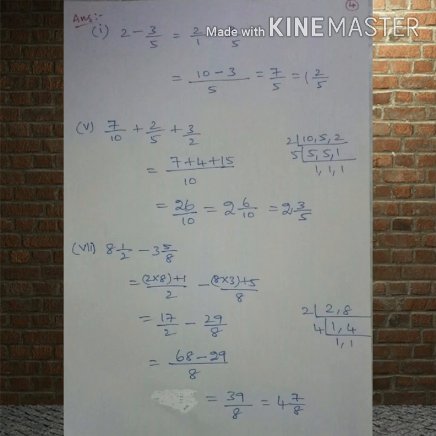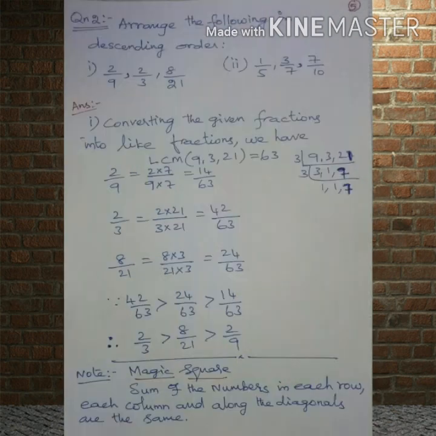8 divided by 8 will get 1. That 1 is multiplied with the corresponding numerator. 1 29 is 29. Then 68 minus 29 will get the answer 39. 39 by 8 is an improper fraction, so we will convert it into a mixed one. 39 by 8 means we will get the quotient as 4, remainder as 7. So that will be equivalent to 4 7 by 8.